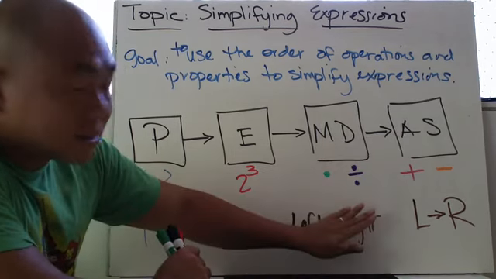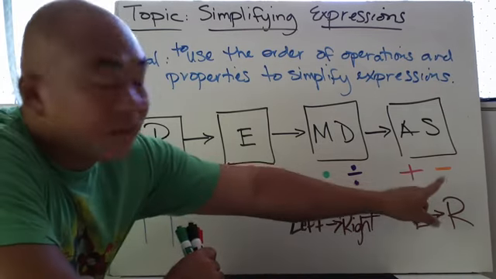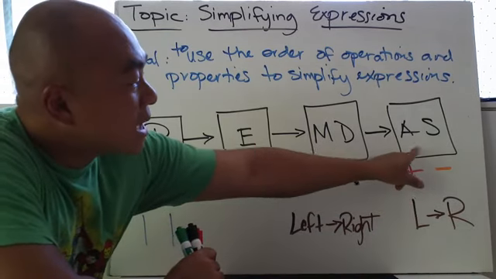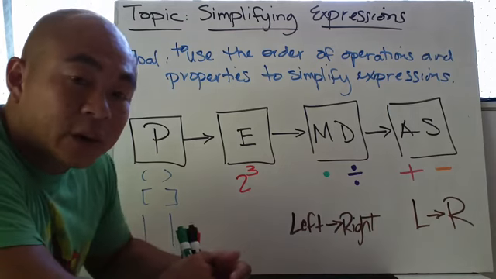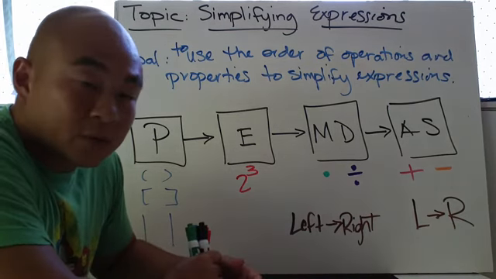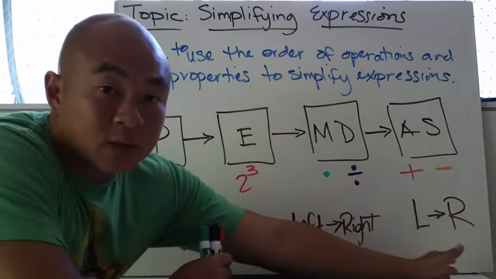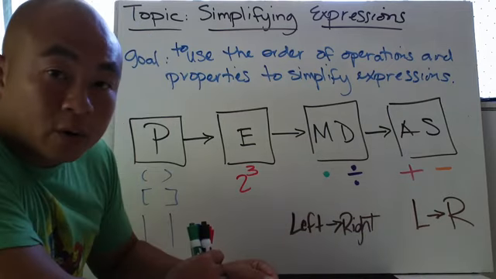Then once you're done with this entire section, you move finally on to your last operation, which is adding and subtracting. And again, that's left to right order. It doesn't matter if subtraction comes first or addition comes first. When you come to this particular section, that's the order, left to right.